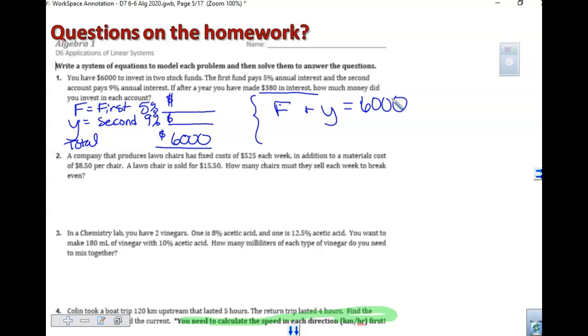Then we're going to go with our percentages. And this is the one that's tricky, because this one is equal to 380 here. How did they get this 380? They took some percent times 6,000. They don't tell us what percent. They just said the interest you earn is 380. So in that last story problem, when I said it was 50% or whatever times 10, they did that for you and came up with this dollar value. So this is going to be my 0.05F plus 0.09Y.